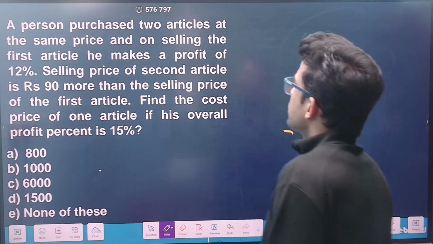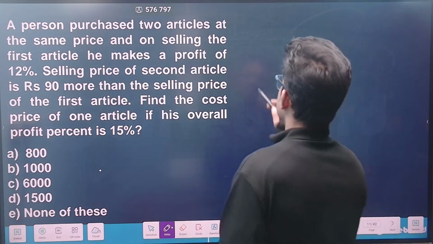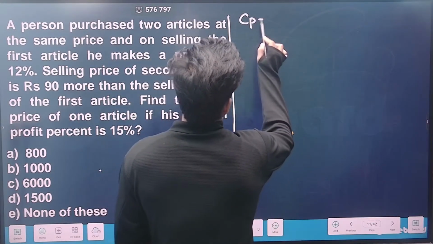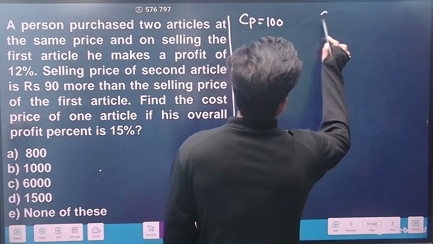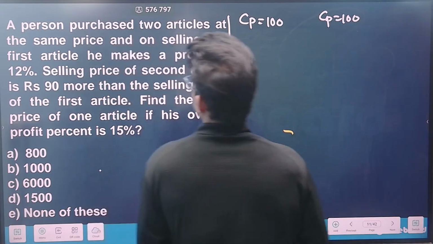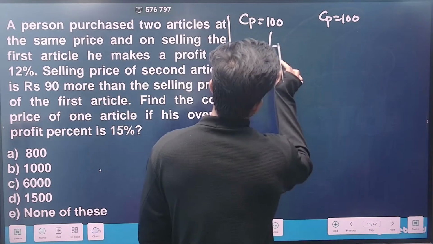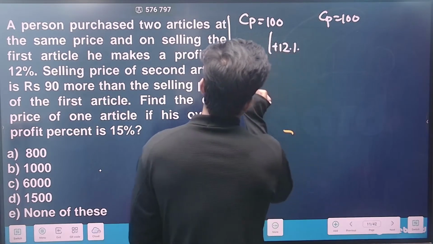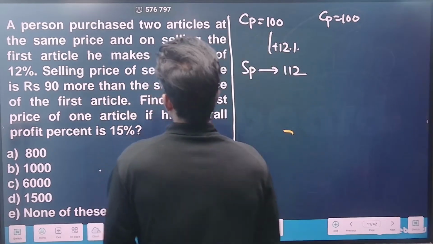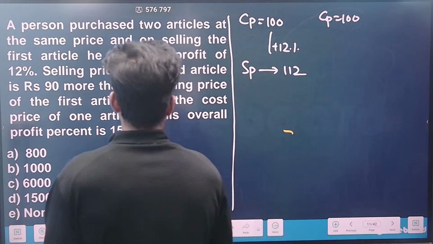So the person purchased two articles at the same price. Let's write down the first article at 100 rupees and the second article is also at 100 rupees. Correct? Now on selling the first article at 12% profit, the selling price of the article would be how much? 112. Yes.